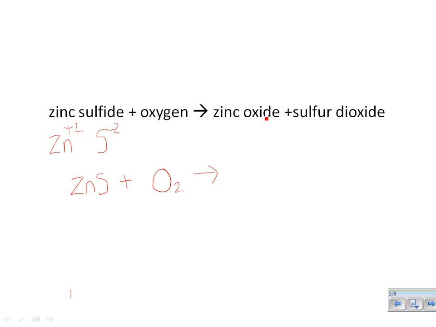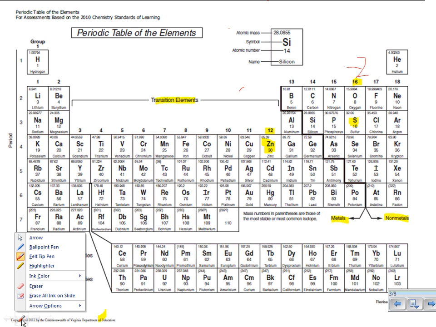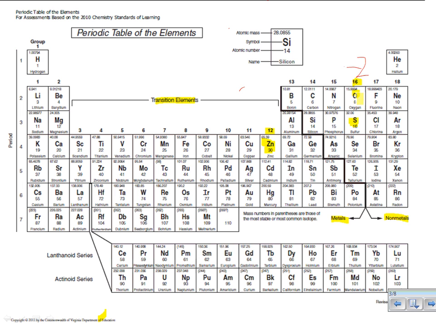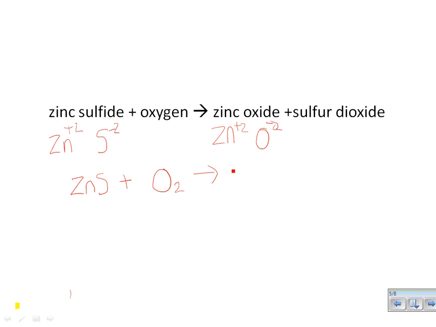Over here, let's go back to our periodic table. We know zinc forms a +2 cation. We know it's a metal. And if we look over here, oxygen is in the same group as sulfur, right above it. So it is a nonmetal, and it forms a -2 anion. So we have oxygen forms a -2. It is also a 1-to-1 ratio. So it will combine 1 ion to 1 ion.